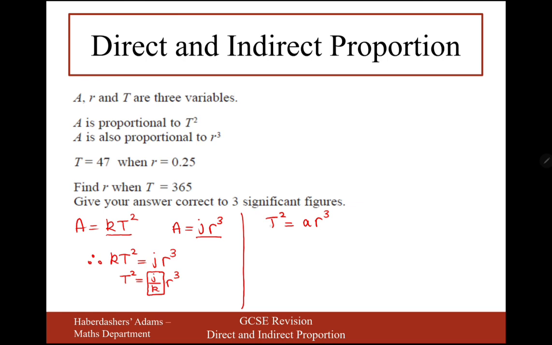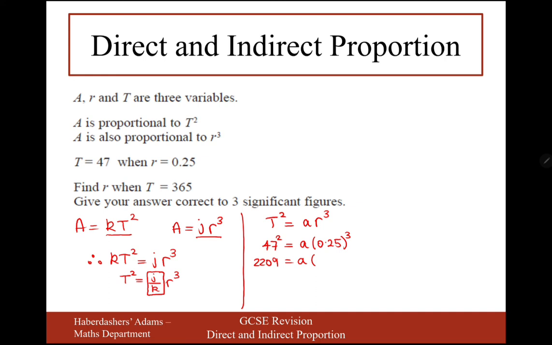And it's the scale factor between t squared and r cubed, which is different to the scale factors between a and t squared and a and r cubed. So now a is the scale factor between t squared and r cubed. When t is 47, I'm going to have 47 squared on the left-hand side, and I'm going to have 0.25 cubed on the right-hand side. So I'm going to work out what 47 squared is. 47 squared is 2209. It feels like it's going to come out to be a bigger number here.